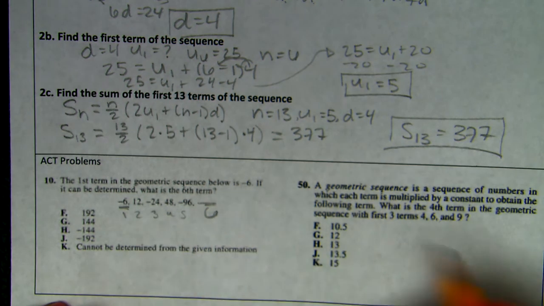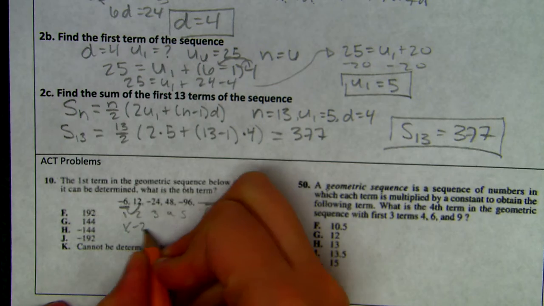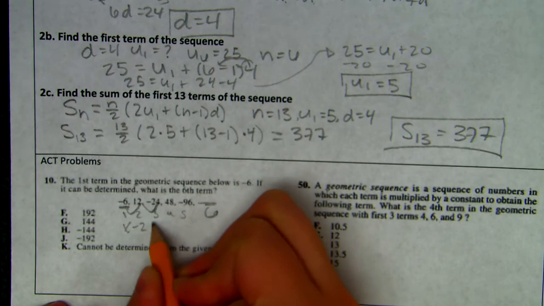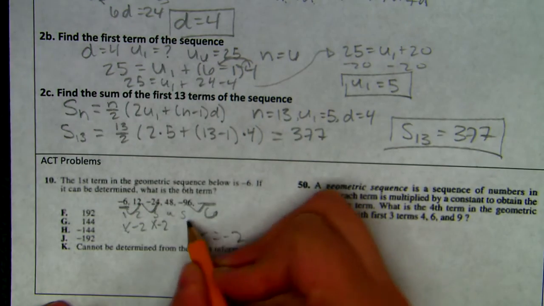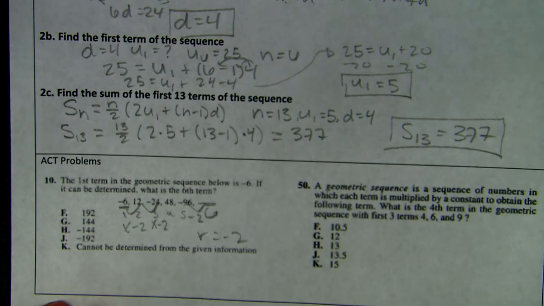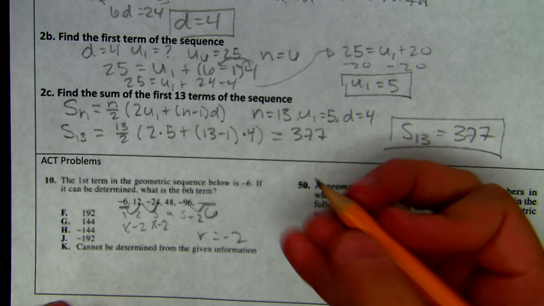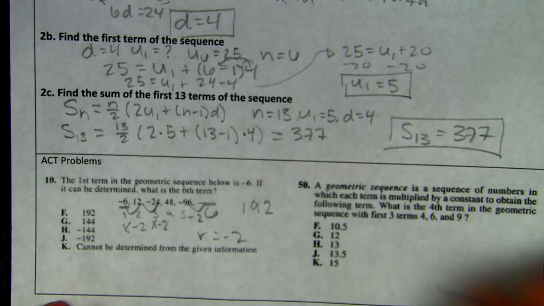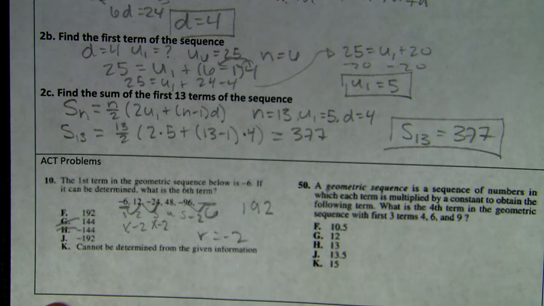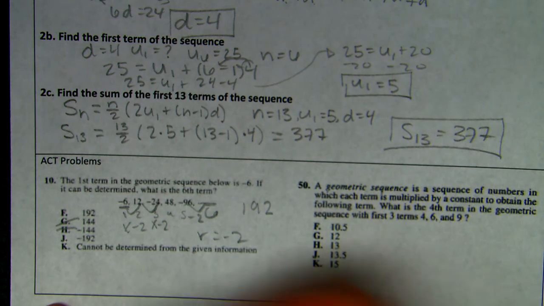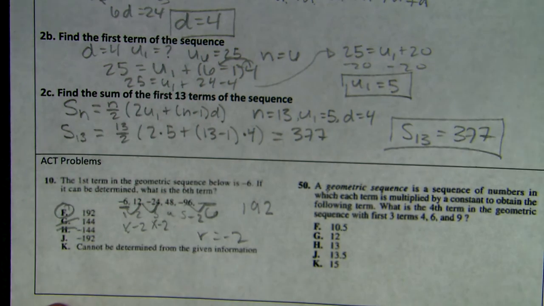So how do I get from -6 to 12? I multiply by -2. How do I get from 12 to -24? I multiply by -2. So our common ratio is going to be -2. -96 times -2 will give us 192. Remember that a negative times a negative is a positive, so it's going to be positive 192.